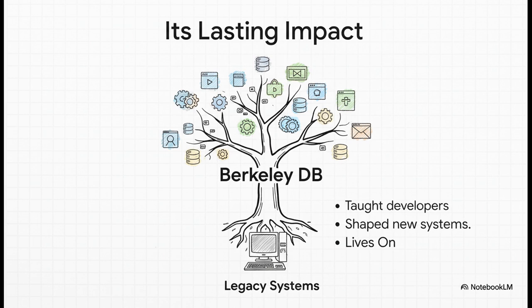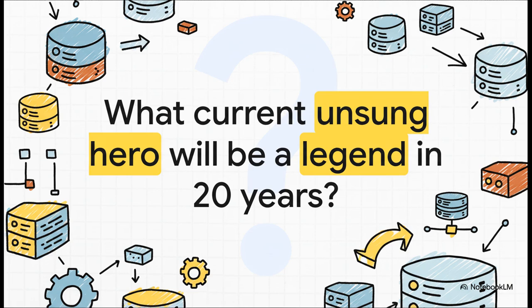And of course, it's still out there. It's running quietly in older systems, and it lives on in all these open source forks that were created to carry the torch forward. And all of this just leaves me with this one fascinating thought. Berkeley DB was a true unsung hero of its time. So what's the equivalent today? What quiet, foundational piece of open source software are we all depending on right now without even realizing it, that we're going to be looking back on as an absolute legend in another 20 years? Makes you wonder.